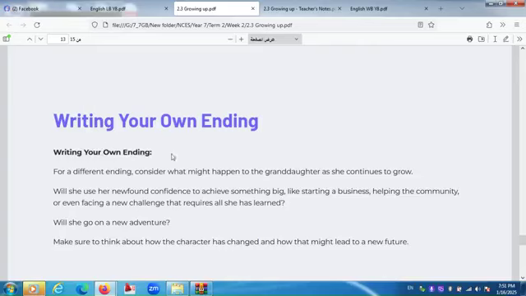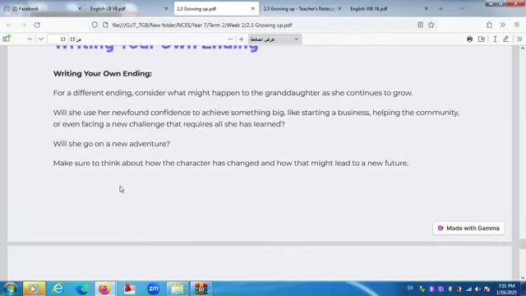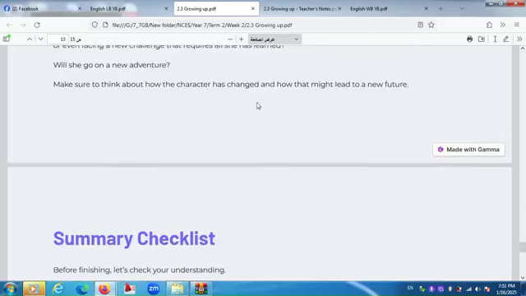That's a writing task. Okay? It's a preparation for the next session. For a different ending, consider what might happen to the granddaughter as she continues to grow, and will she use her newfound confidence to achieve something big, like starting a business, helping the community, or even facing a new challenge? Will you go on a new adventure? Make sure to think about how the character has changed. Okay?